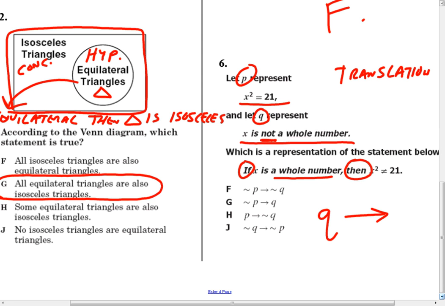But this one had a not in it, this one does not. I need my negation symbol. Sometimes you're putting in the word not, sometimes you're taking it out. This says x squared is not equal to 21. This says x squared is equal to 21. So it's definitely p, but it's the opposite of p, or the negation of p. That is choice J. Be careful. Next page.